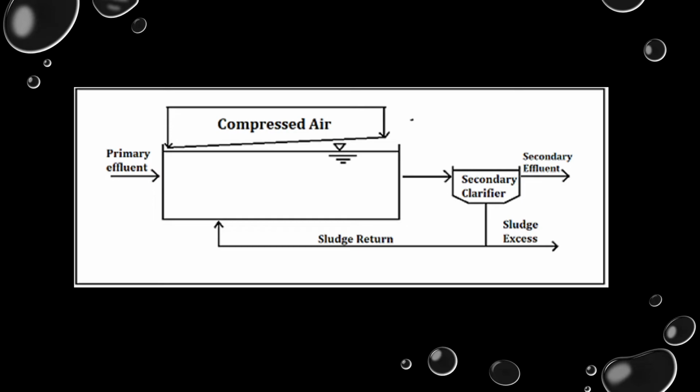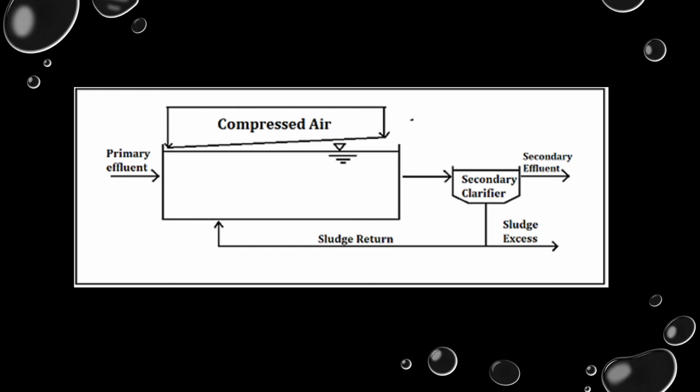Okay, this is also called controlled aeration. If samples are collected at various points in the aeration units, it will be found that the BOD of the mixed liquor is not uniform throughout. It is maximum near the inlet and minimum near the outlet.